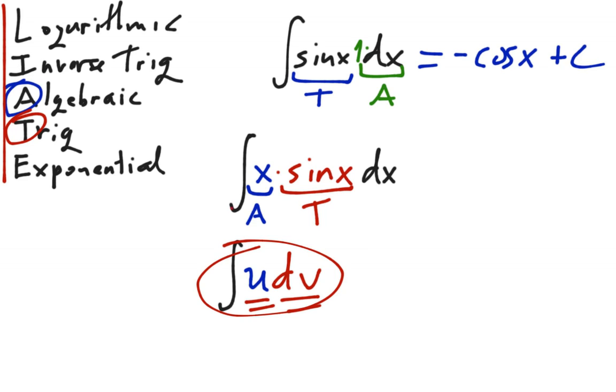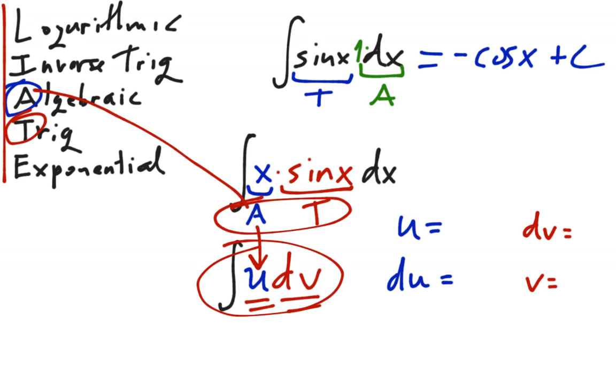Here's how we do it. We have A and T. The first one in the list is u. Pretty simple. The second one in the list is dv. So what we're going to do is set up a little chart to help us organize our thoughts. Here's the chart. We want to set up u and du, and then flip it because we're integrating u dv, so we'll have dv on top and then v on the bottom, like that.